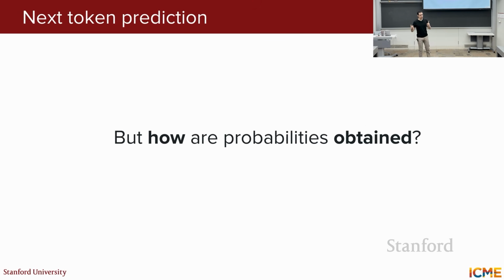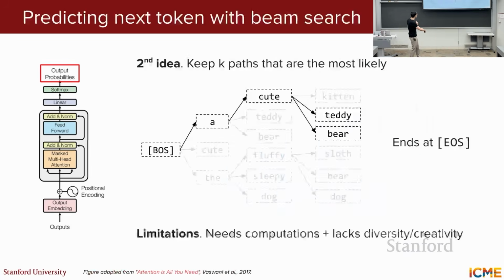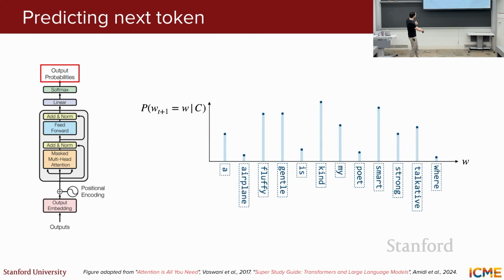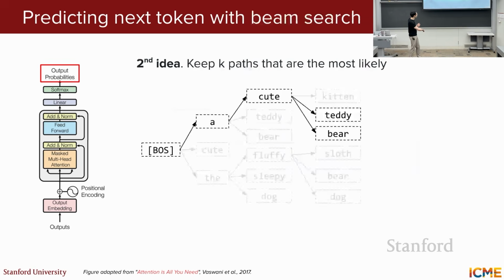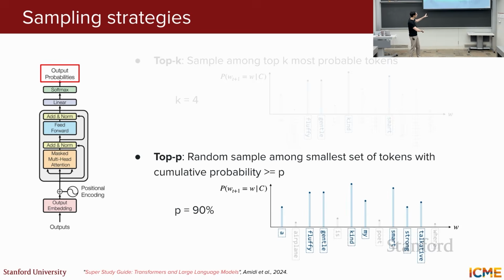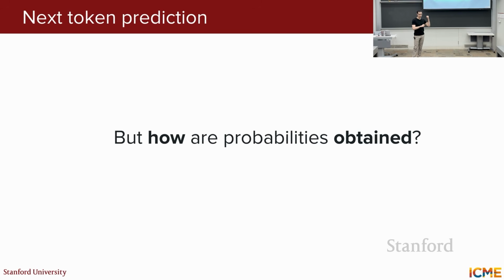But then there is a part that I still left out, which is how do you obtain these probabilities to start with? If you remember, here I had mentioned that we just assume we have the probabilities. We just have them, and we want to choose what the next token is. But now that we know what we will do with these probabilities, one question is, how do you obtain these probabilities to start with?